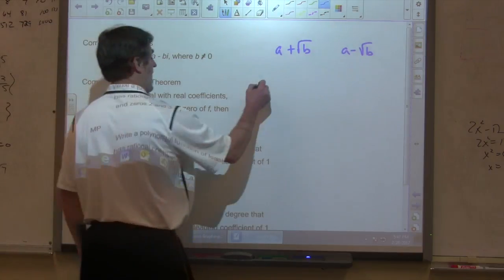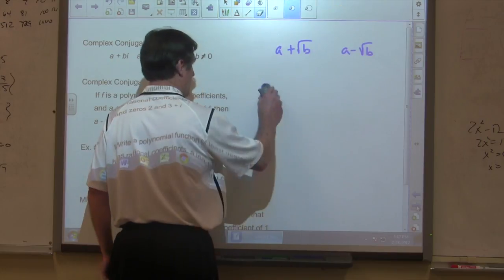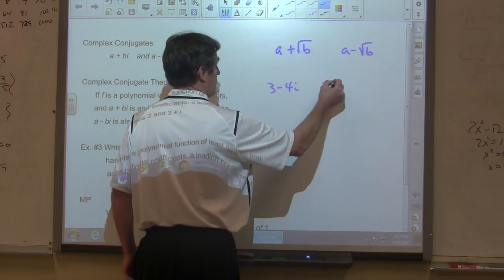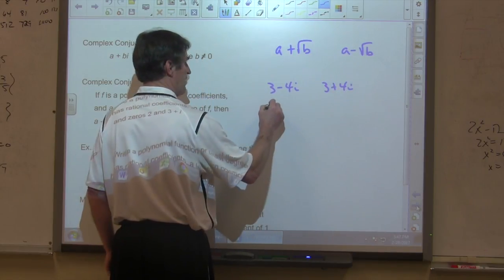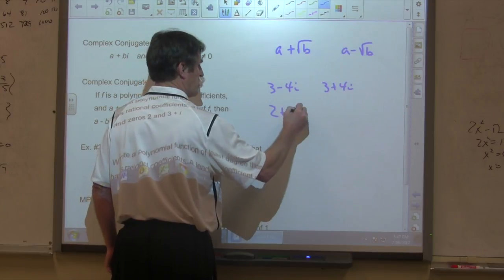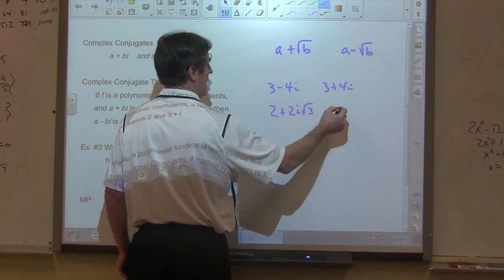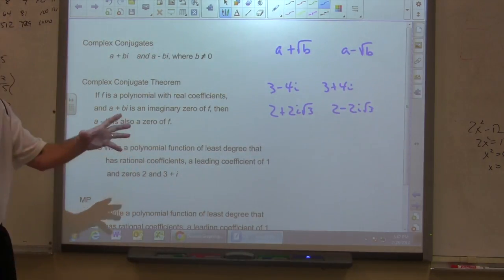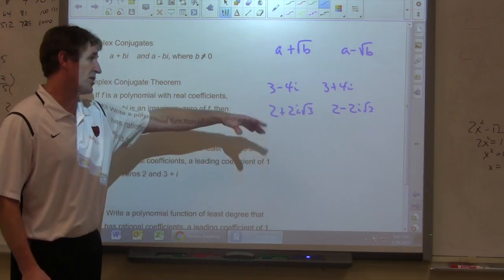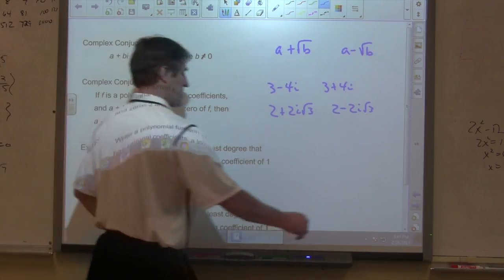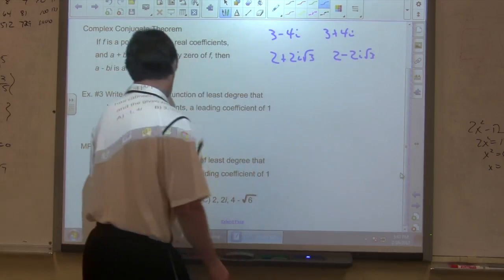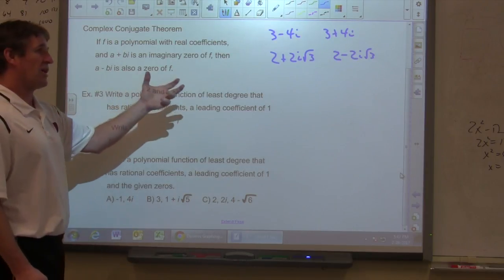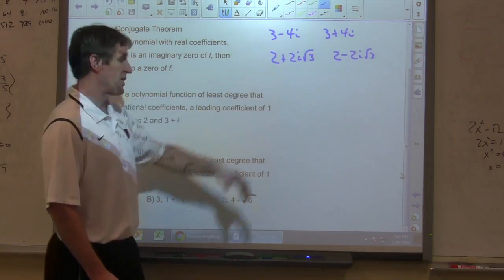All that's saying is if I have, let's say, 3 minus 4i, I have to have 3 plus 4i. Or if I have 2 plus 2i square root of 3, I have to have 2 minus 2i square root of 3. So it's the same as what we had when we did radicals and conjugates. The same thing happens with complex numbers. So again, like we did when we had conjugates before and we found the equations, we're going to do the same thing here.